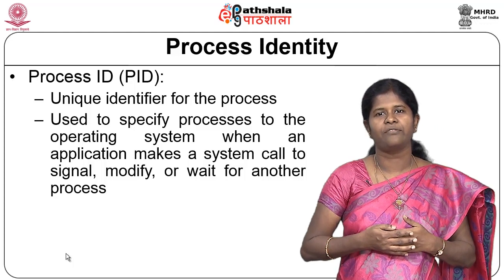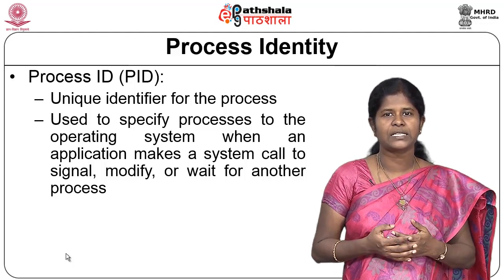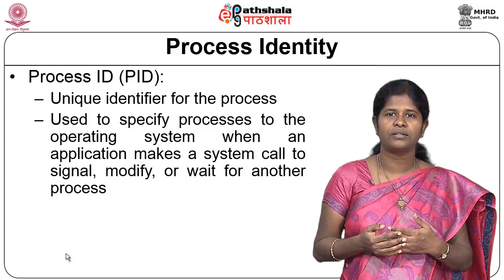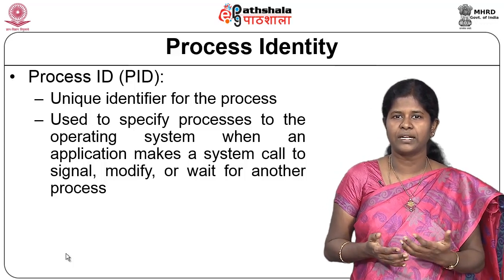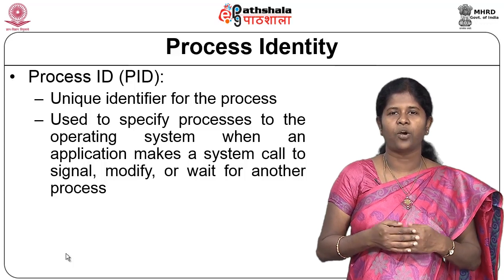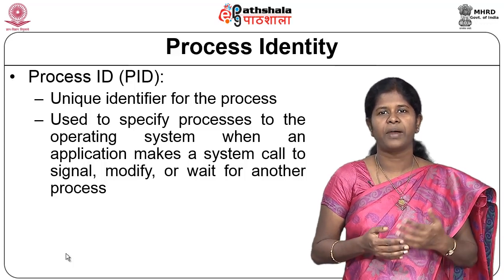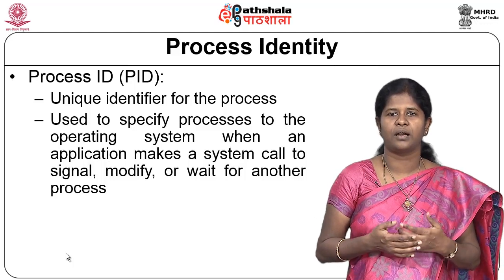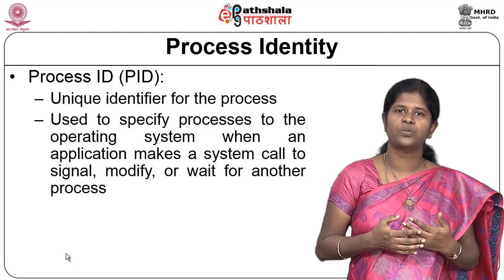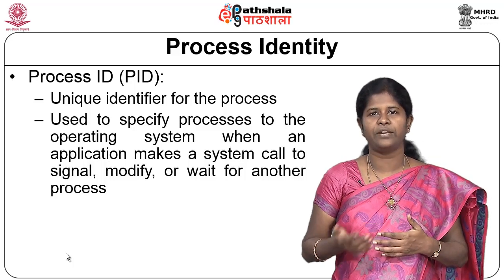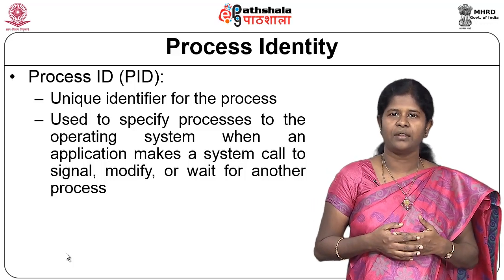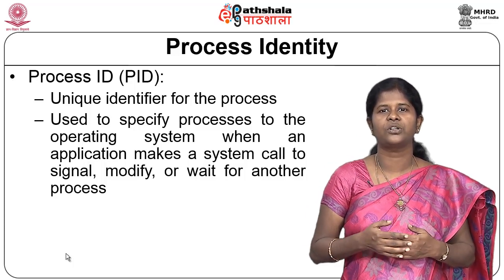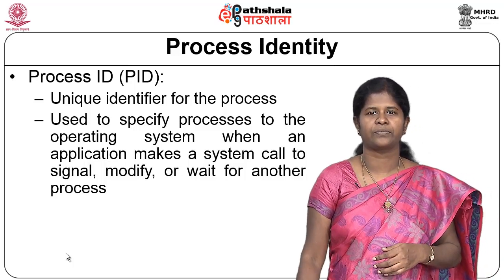Say if you want to tell the operating system that this is the process which needs to be handled in a particular manner, then the operating system is informed by using this process ID. So, when you want to make a system call to signal a process or to modify a process, or say if you want to wait for a particular process, then this process ID should be given as argument to the calls which are doing these functionalities.